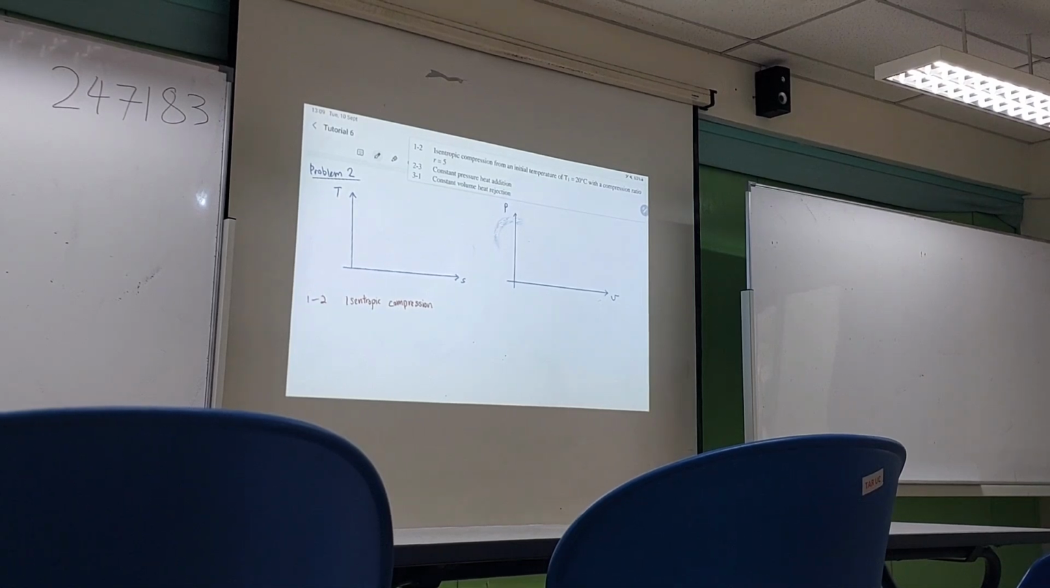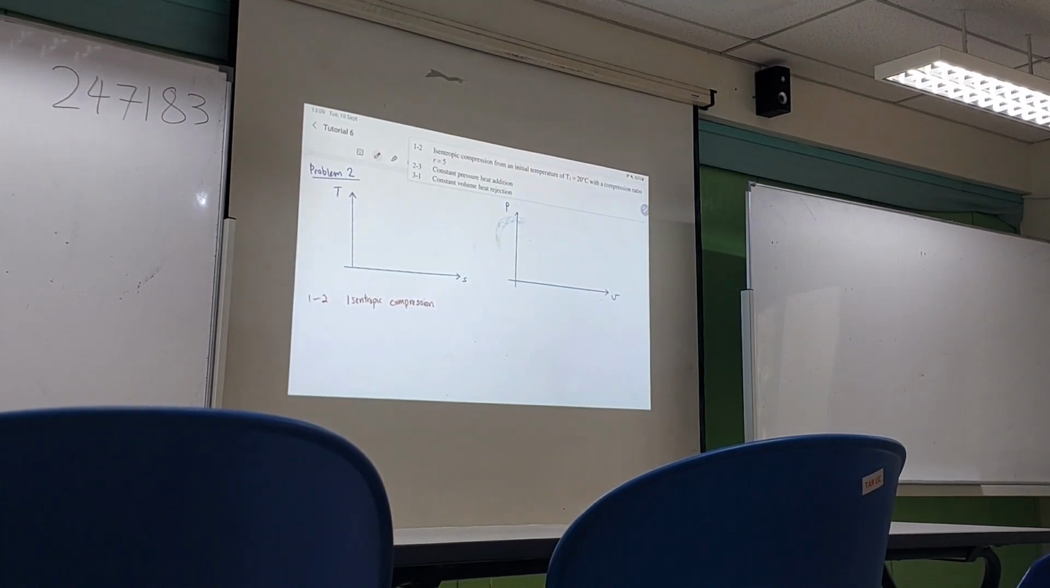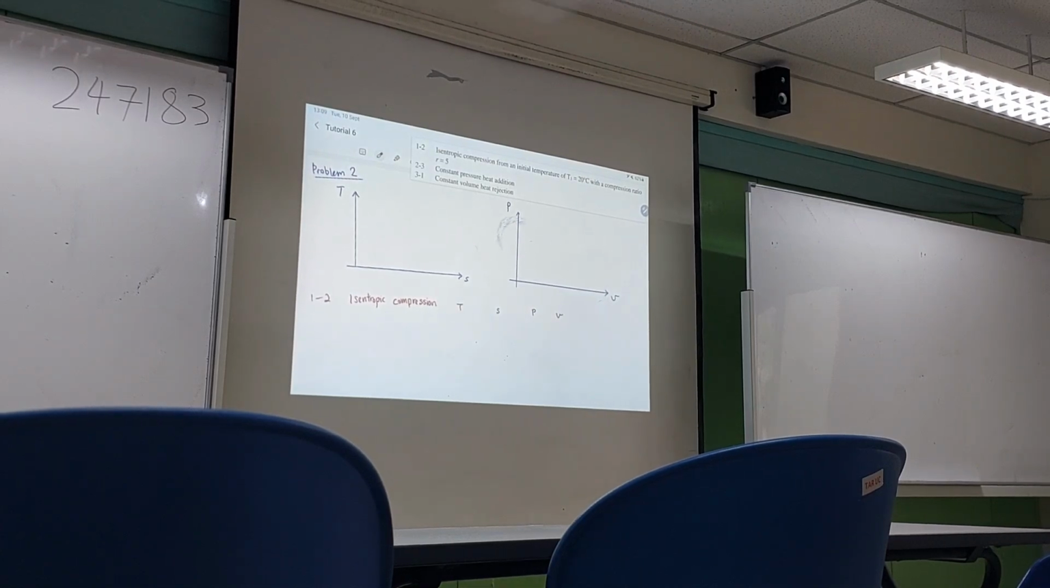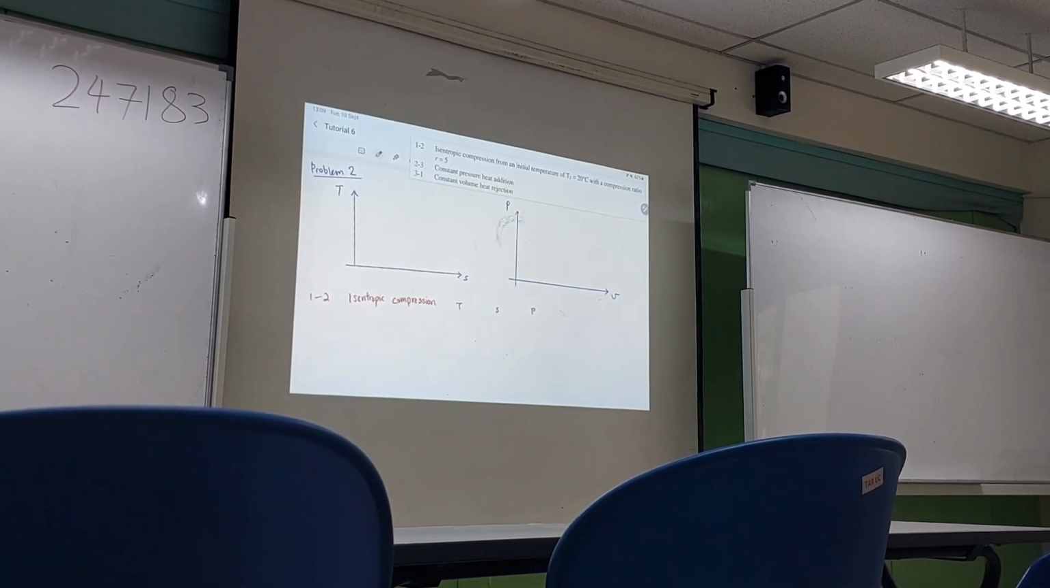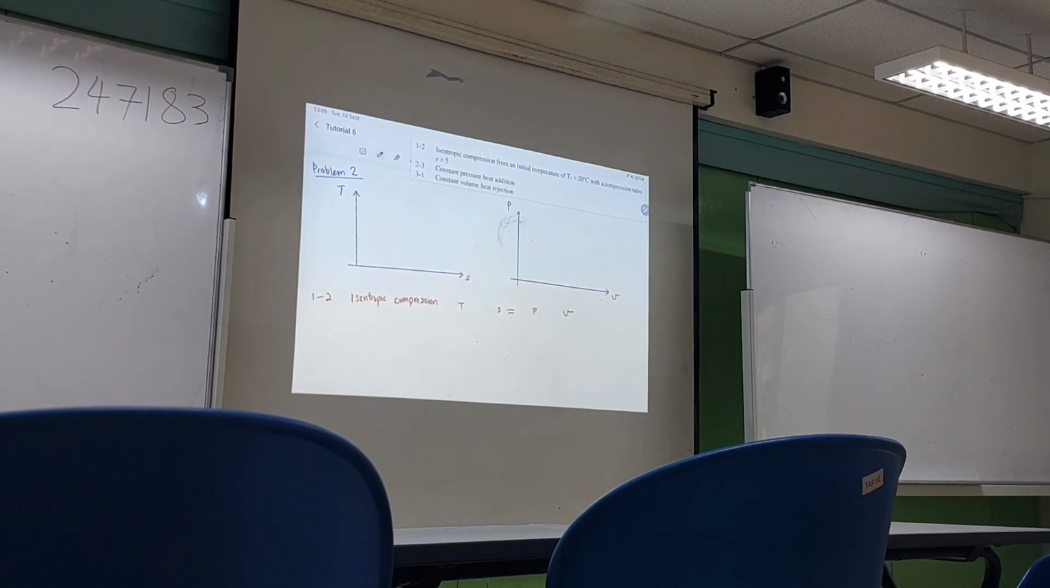Right. So how do we draw this? One simple way to think of it is that we need to draw 4 things here. We have 4 properties involved, PV and TS. What I like to do, and this is not a fixed method, is to write them all down first and see how they change. We know that this is an isentropic compression, which means that S won't change, because this is an isentropic process.